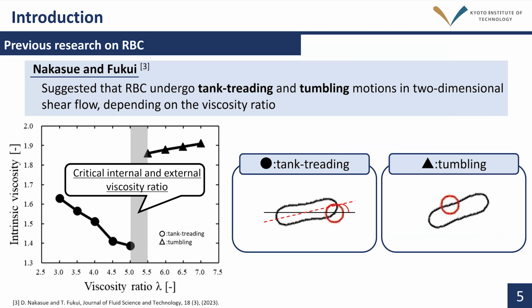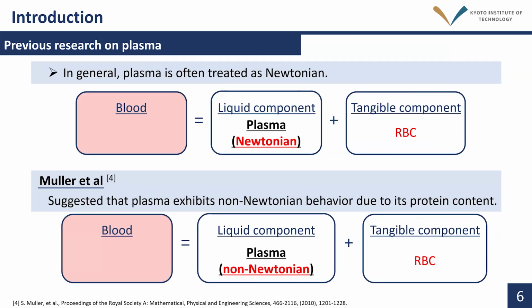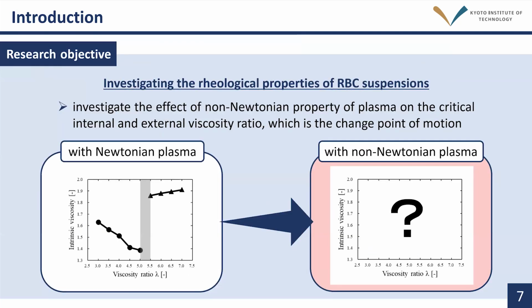Internal and external viscosity ratio of human blood is said to be about 4. In general, plasma is often treated as Newtonian. However, Mura et al. suggest that plasma exhibits non-Newtonian behavior due to its protein content. Our research objective is to investigate the rheological properties of RBC suspensions. Therefore, we investigated the effect of the non-Newtonian property of plasma on the critical internal and external viscosity ratio, which is the point of change of motion. I will present this content.